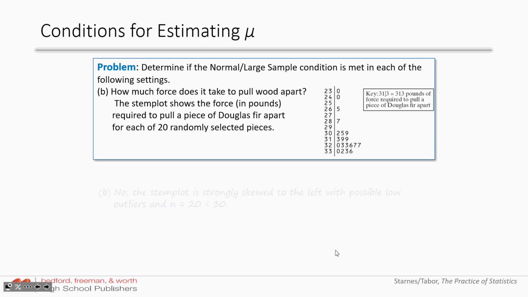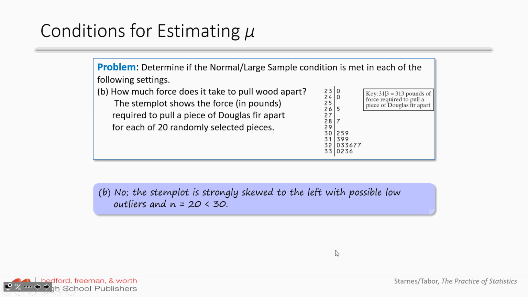This is my sample data. Does it look approximately symmetric, approximately normal? Could it be approximately normal? Nope. I have a strong skew. I probably have some outliers. The sample size is small. So therefore, I should not go any further. This condition isn't met. The sampling distribution for x bar is probably not going to be close to normal.